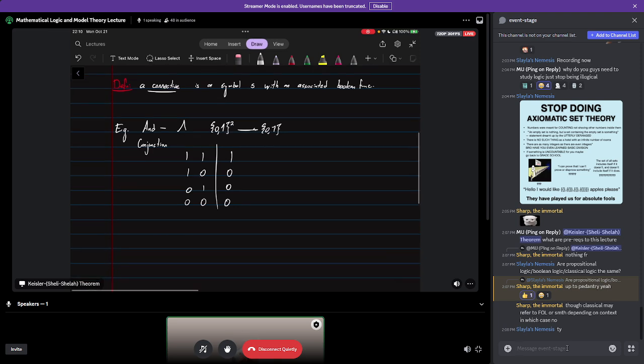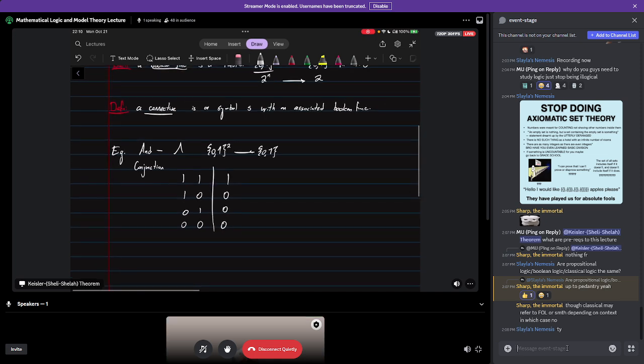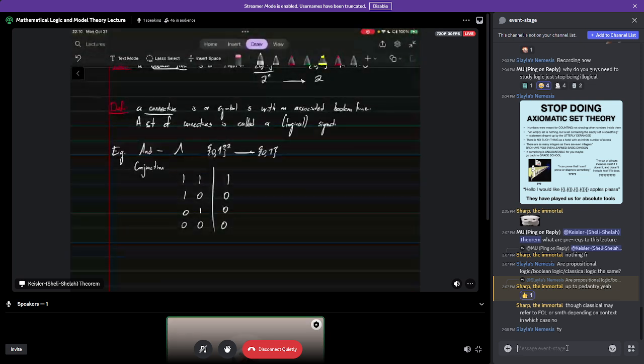I can define a bunch more connectives, which we'll get to after I finish this definition: a set of connectives is called a (logical) signature. I put logical in parentheses just because sometimes I'm going to be lazy and just call it a signature.